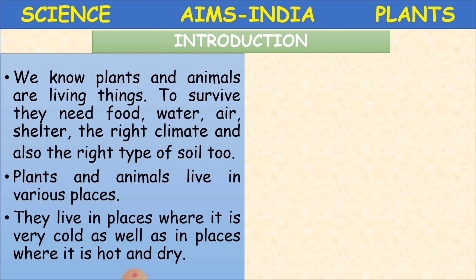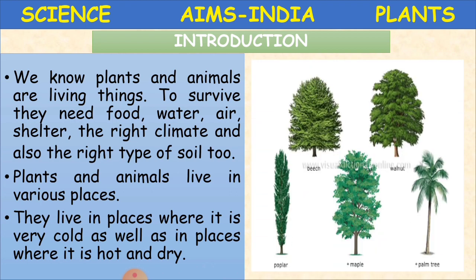So we know plants and animals are living things. To survive, they need food, water, air, shelter, the right climate and also the right type of place. As we human beings have our houses, same like that, even plants and animals have their particular places according to their convenience. So they need air, water, food. When they have all these, plants are able to live.